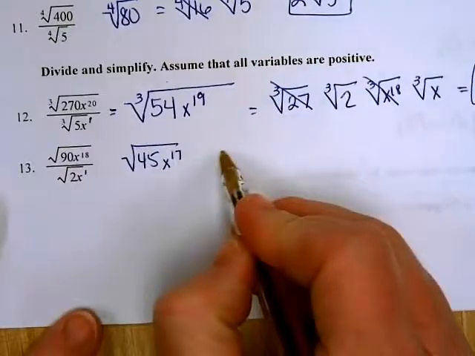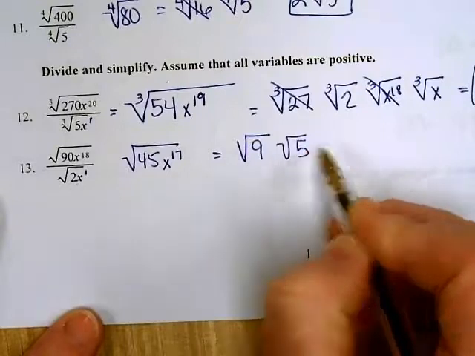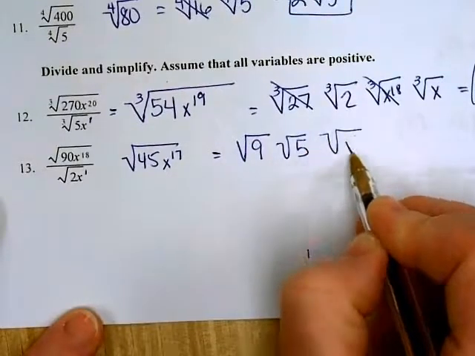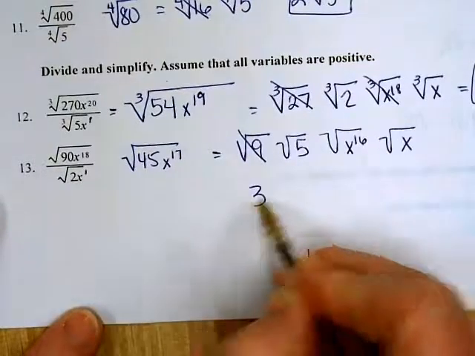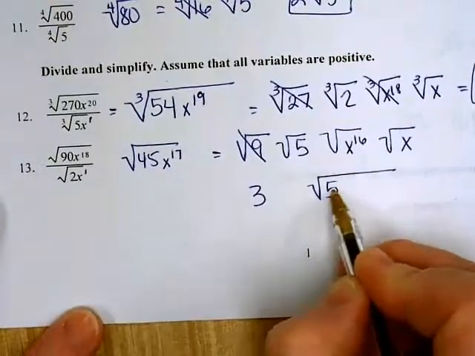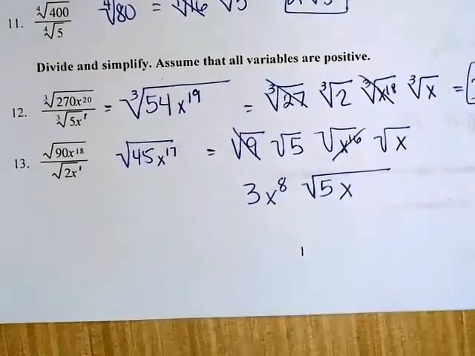What does it break down into? x to the 16th times x. So the answer here is 3. The 5 stays here. The answer here is x to the 8th, and the x stays here.